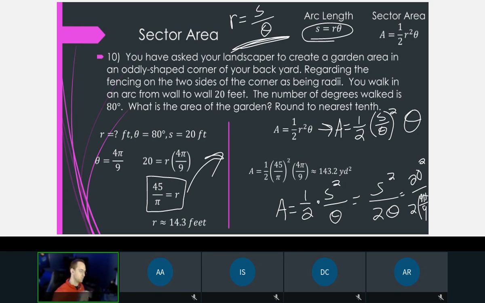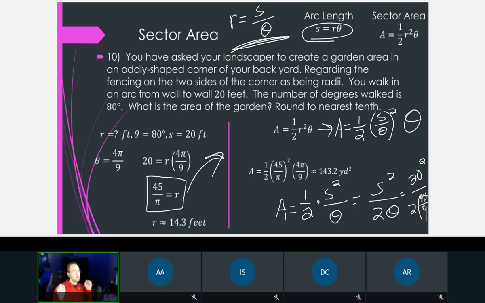Okay, I'm out of room to draw my last parentheses. So everyone type in 20 squared divided by the quantity 2 times 4 pi over 9, hit enter. And no surprise, as long as my math was good and I didn't mess anything up, we should get 143.2 again. Do we? Yep. So some of you tested it. So we get the same answer.